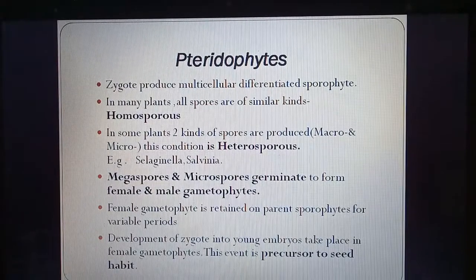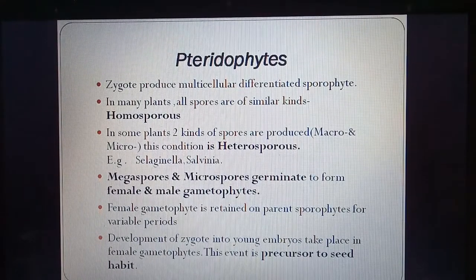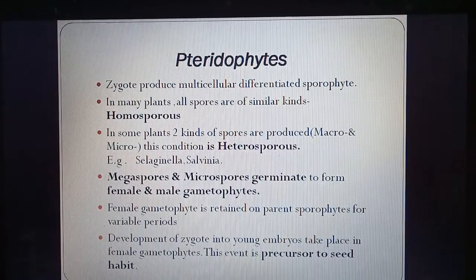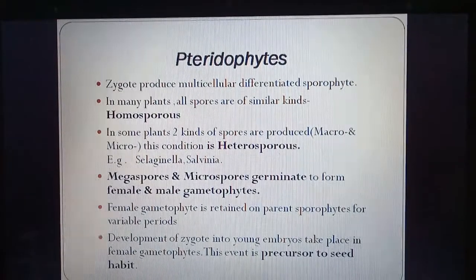Development of zygote into young embryo takes place in female gametophyte. So the zygote develops into embryo. Now this event resembles the seed habit, same as the seed develops inside a fruit. So it is a precursor to seed habit. We see that in evolution the seeds might have been formed from this kind of condition. So in pteridophytes we can see that two conditions are there related to evolution. The first is that they have vascular tissue, and the second is that they are precursor to seed habits.